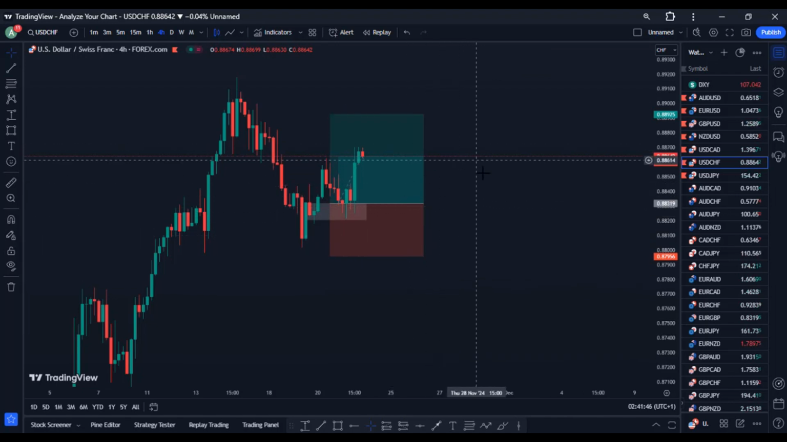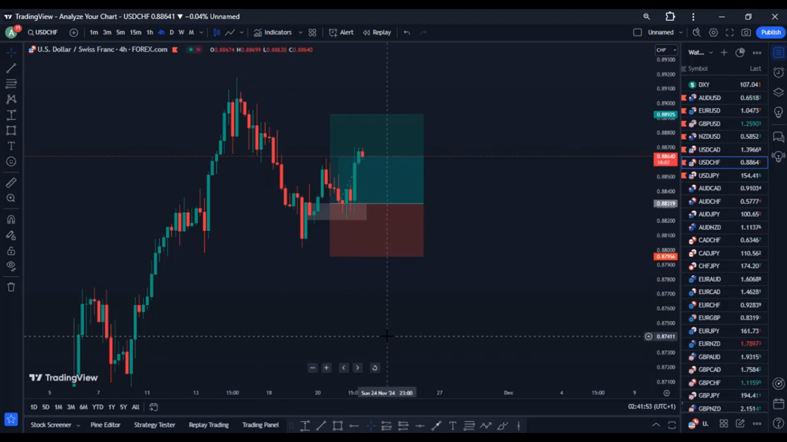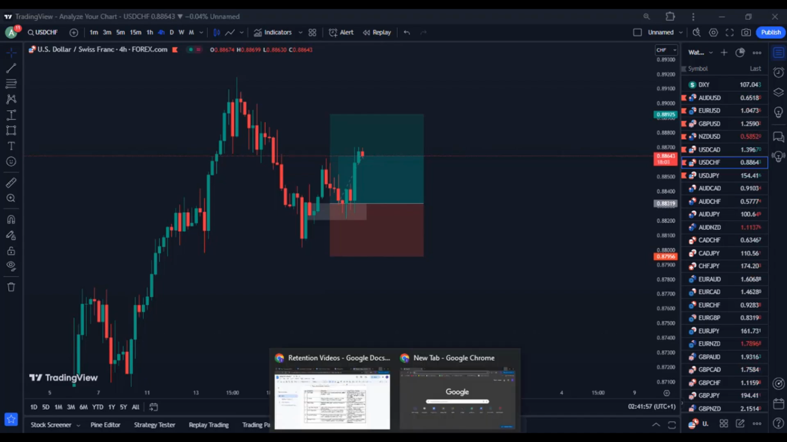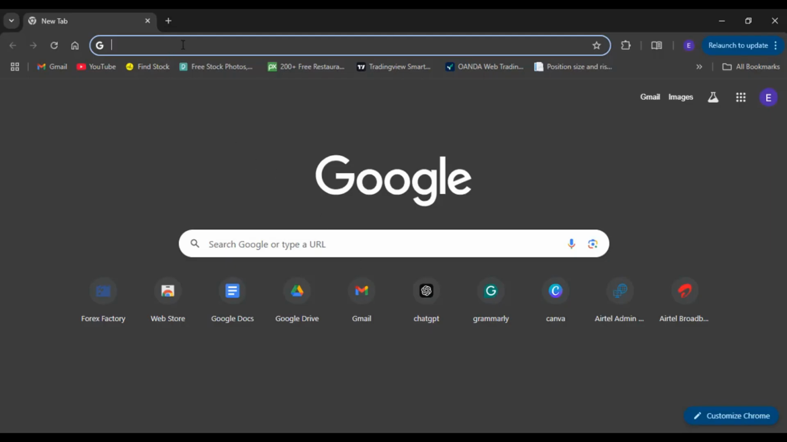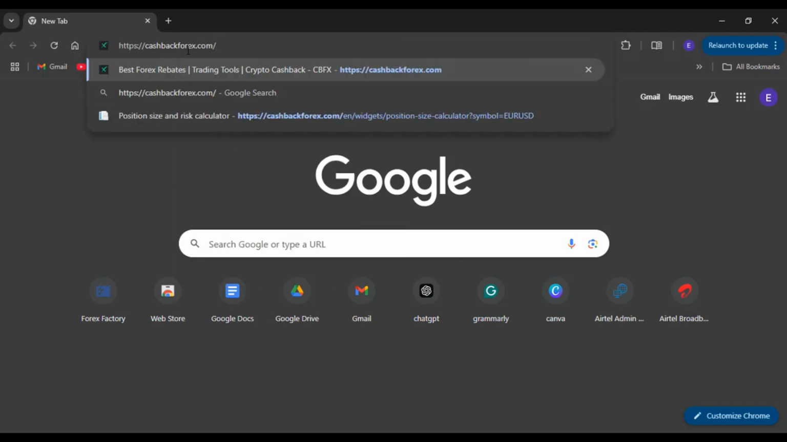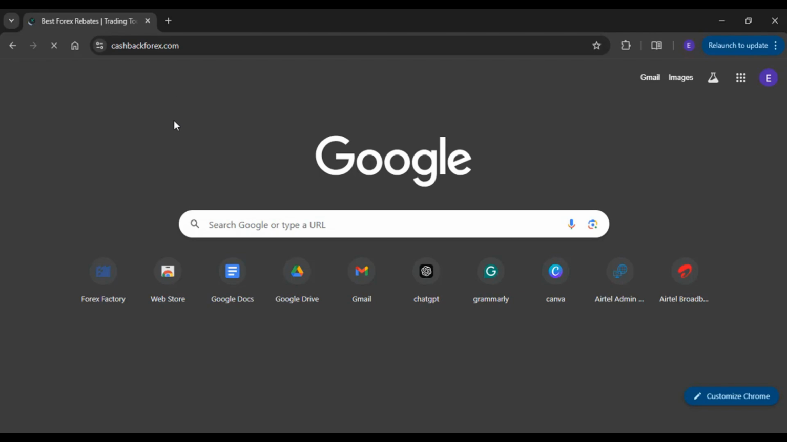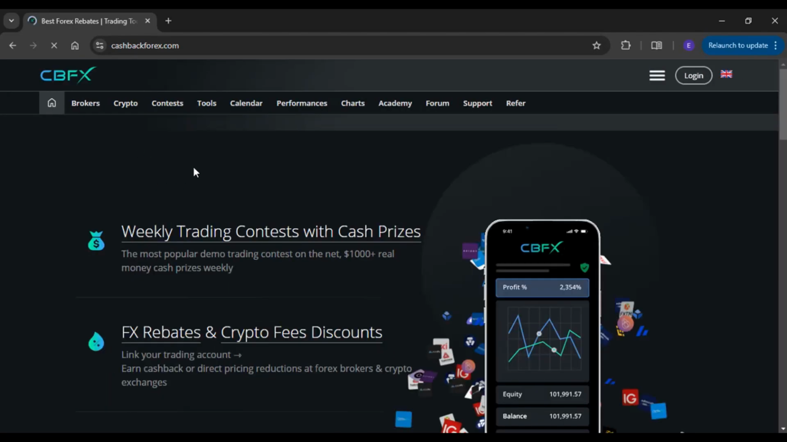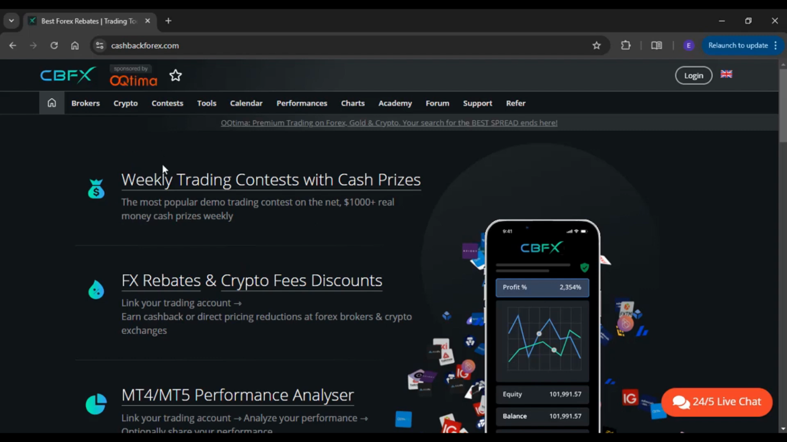Now to calculate this lot size, you can use lot size calculators. You can find them by searching on Google, or you can go to this website that I'll be showing you in this video. What you just need to do is go to your browser and type in this website. So just go to cashbackforex.com. Now just click enter and let that load up. Once the website loads up, it brings you to this home page.